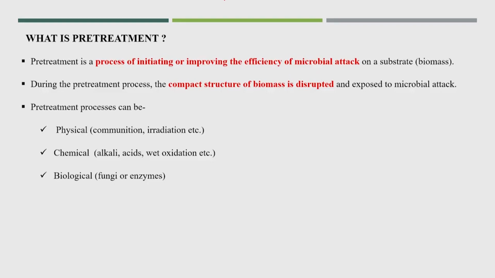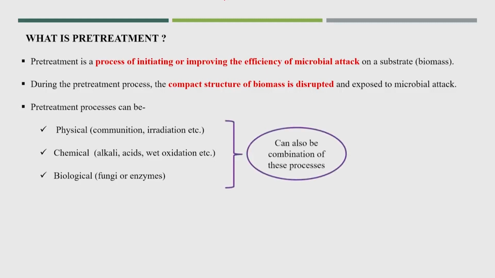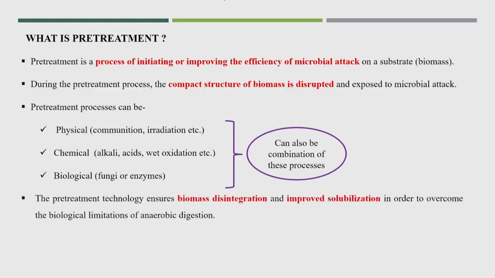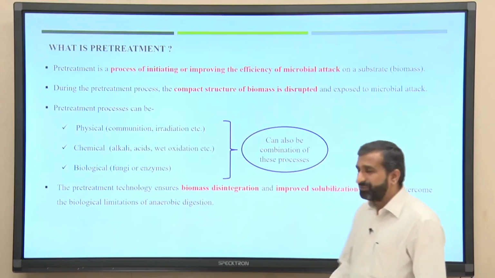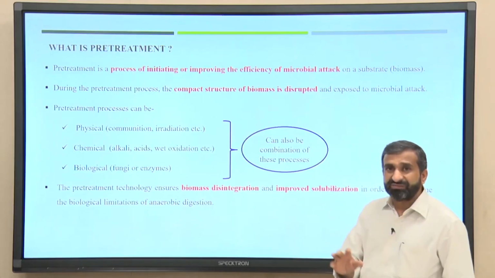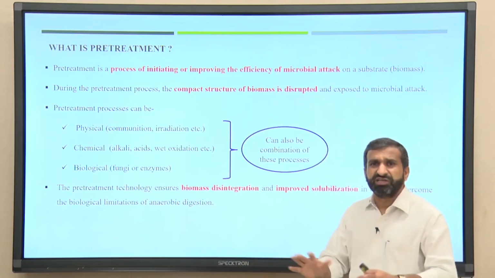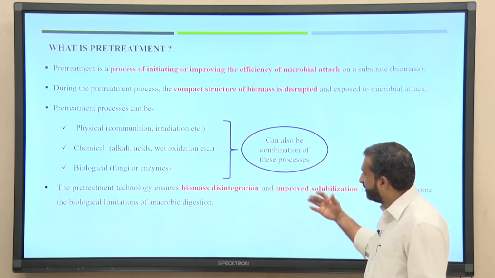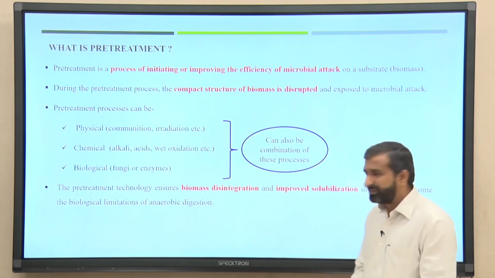This pre-treatment process can be physical, chemical, or biological, or otherwise we can combine a physical process followed by a chemical process, or a physical process followed by a biological process. Likewise, we can make some combinations also. This pretreatment technology ensures biomass disintegration and improves solubilization in order to overcome the biological limitations of the anaerobic digestion process. The idea is that if the entire organic material is easily solubilized, it will easily go for the anaerobic digestion process.